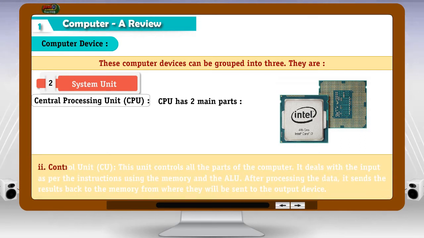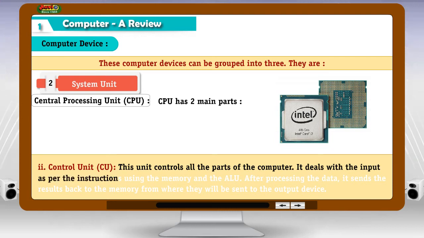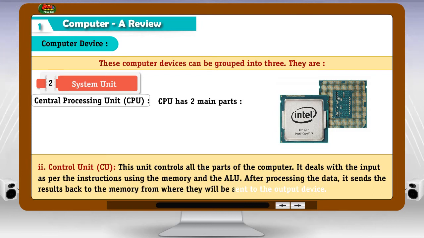2. Control Unit, CU. This unit controls all the parts of the computer. It deals with the input as per the instructions using the memory and the ALU. After processing the data, it sends the results back to the memory from where they will be sent to the output device.